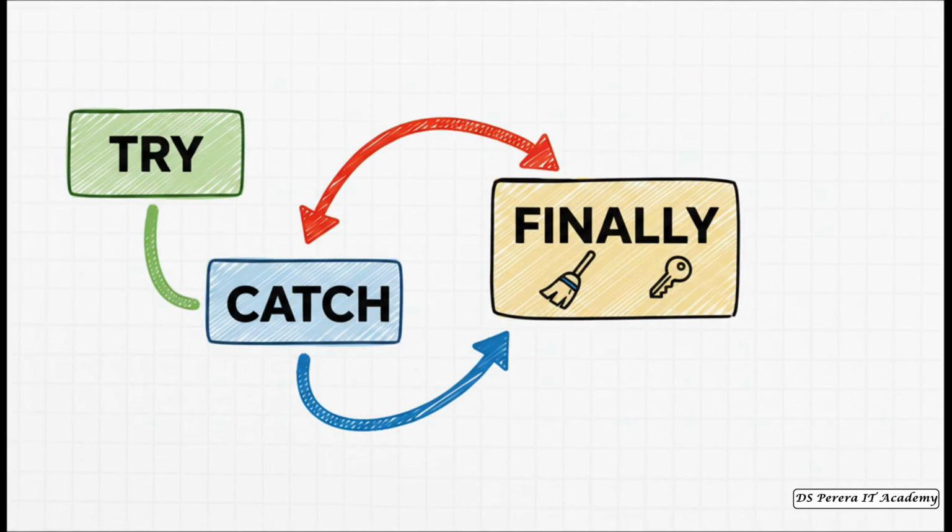The finally block is an optional block you can add at the end of a try-catch structure. And here is the one single most important thing you need to remember about it. The code inside a finally block is guaranteed to run, no matter what. This makes it the perfect place for any cleanup code, things like closing a file or disconnecting from a database, because you need to make absolutely sure those things happen, even if everything else goes wrong.